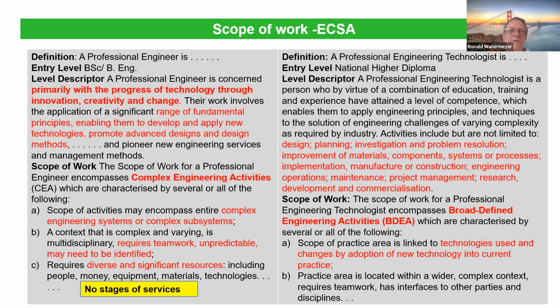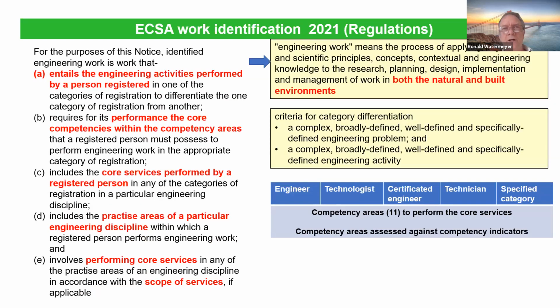One of the other issues is that the architects, QSs, and all the rest of them put down their stages of work and said, these are the stages that we work. When it came to the engineers, there were no stages of work, and people were now saying, but how does this fit in when you work as part of a building team? So what has happened is ECSA has now published their Work Identification Regulations 2021.